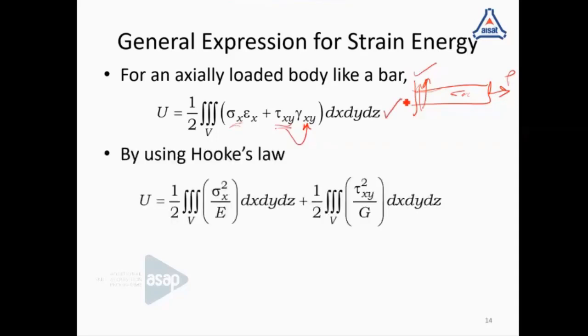And here again, we will be using Hooke's law to convert the terms. Instead of epsilon x, we can write sigma x by E. Instead of gamma xy, we can use tau xy by G. It is also from Hooke's law.